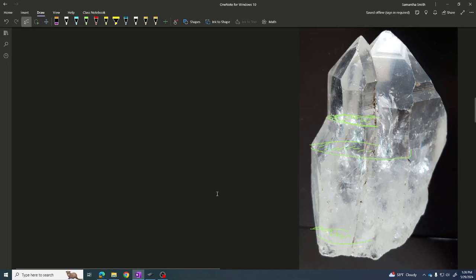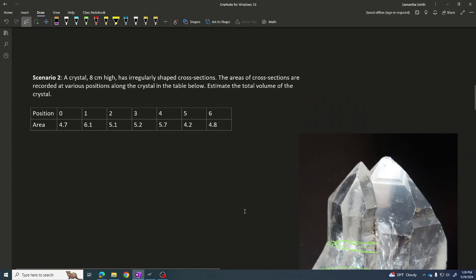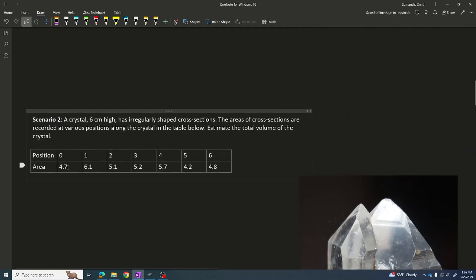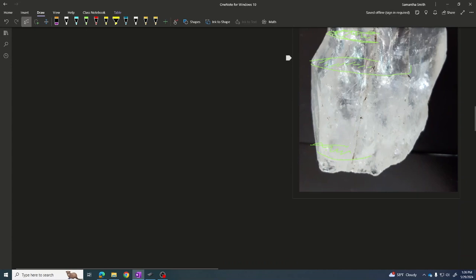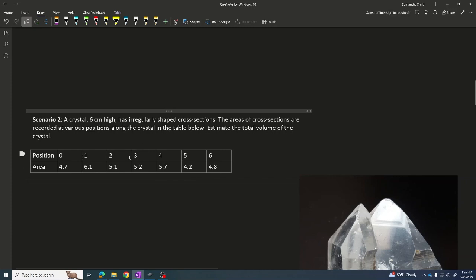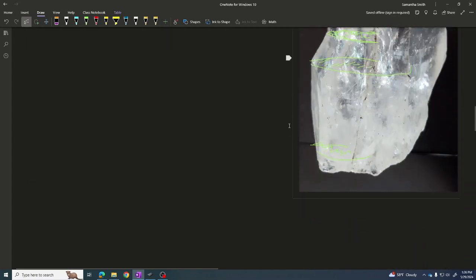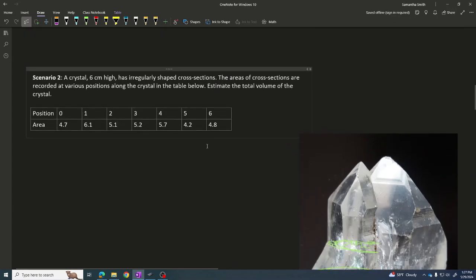Well, once again, we can at least estimate the volume using the same idea, the same sort of trick, the same assumptions that we used yesterday. If, for example, the cross-sectional area is given to us by this table, maybe the crystal is 6 centimeters high. We record the area at the base, and the area at the base is 4.7 square centimeters. Maybe if I move 1 centimeter up and record the area there, the area 1 centimeter from the base is a little bit larger, 6.1. I go up, I record the cross-sectional area a little bit higher along the crystal. Cross-sectional area is 5.1, and so on and so forth. If I have this table recording the cross-sectional area at these different levels along the crystal, what could I do to estimate the crystal's total volume?